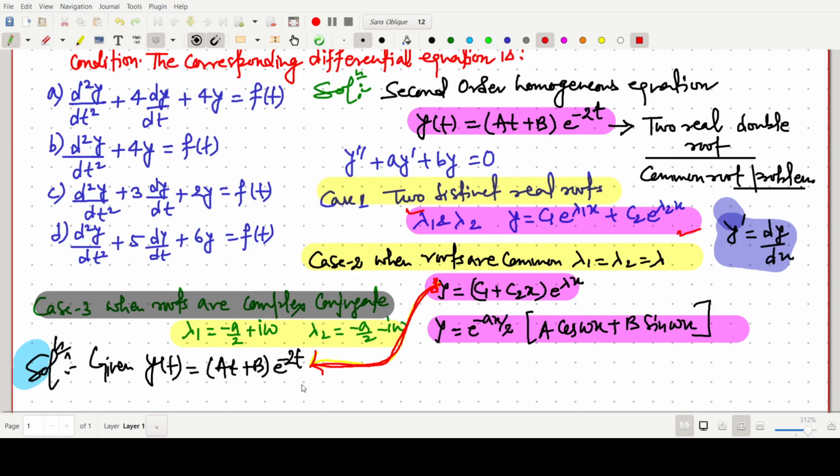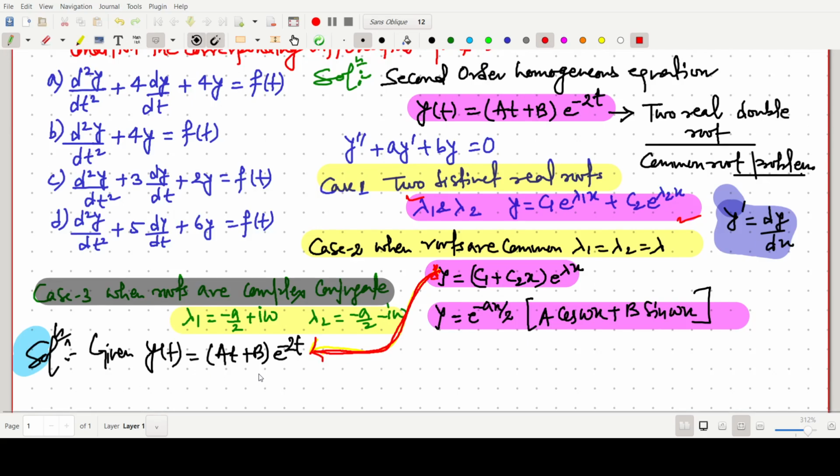The common root in this case is lambda equals minus 2. So we can write lambda plus 2 equals 0. So lambda plus 2, or lambda equals minus 2, is simply the root. Okay, the common root problem. Now one more thing I want to say.